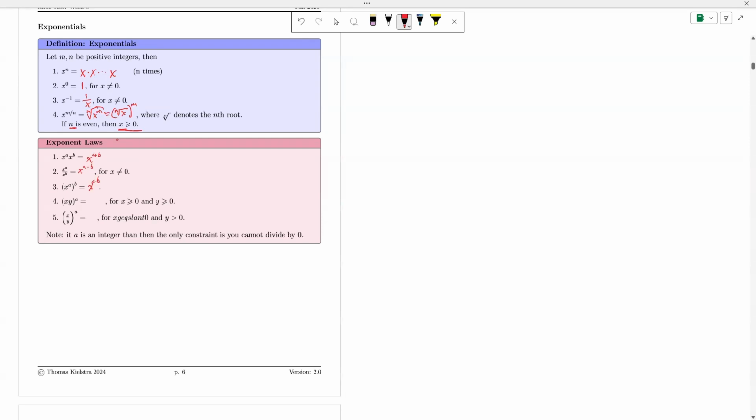Then xy to the a is x to the a y to the a. And x over y to the a is x to the a over y to the a. And this should be x greater than or equal to 0, and y strictly greater than 0. Note that if a is an integer, then the only constraint is you cannot divide by 0.